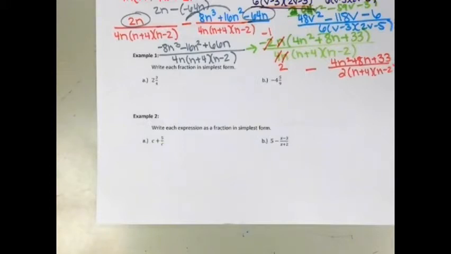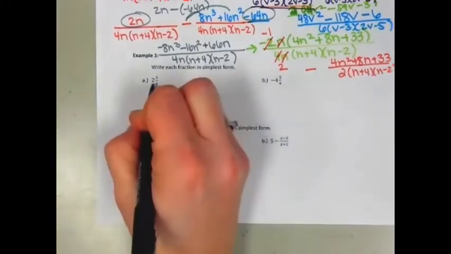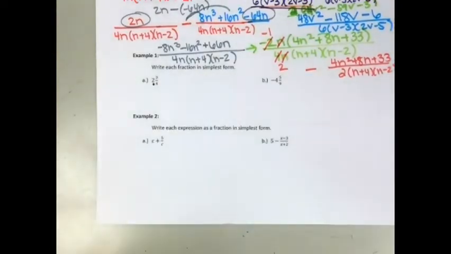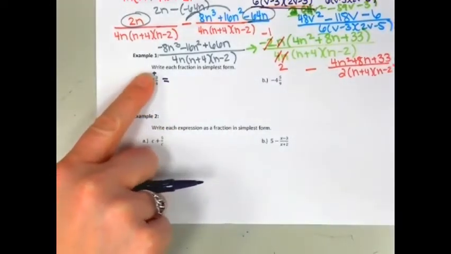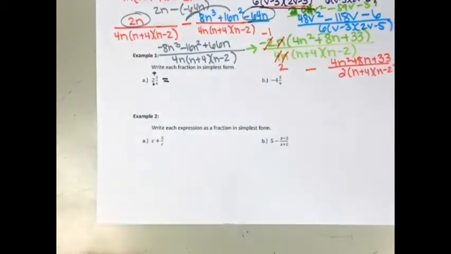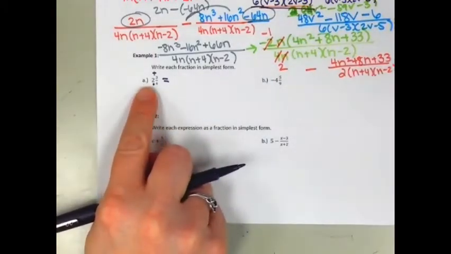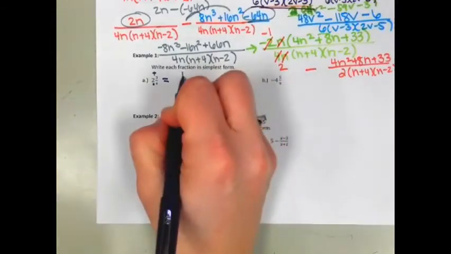So how do I write a mixed fraction into an improper fraction? You multiply the denominator times the whole number and add the numerator, and then the denominator always stays the same. So 2 times 4 is 8. 8 plus 3, 11 over 4.